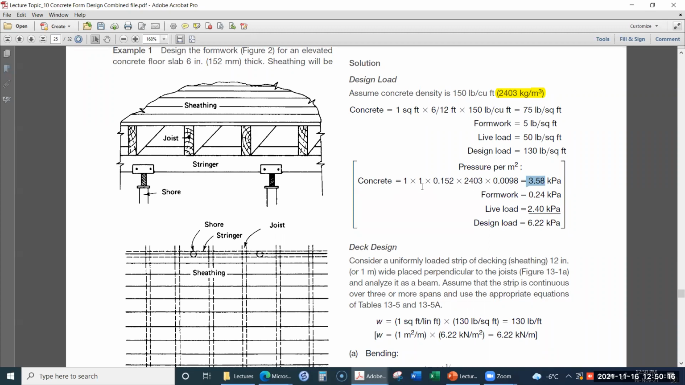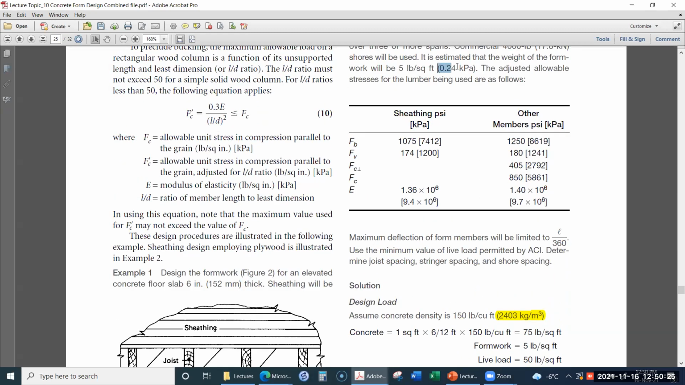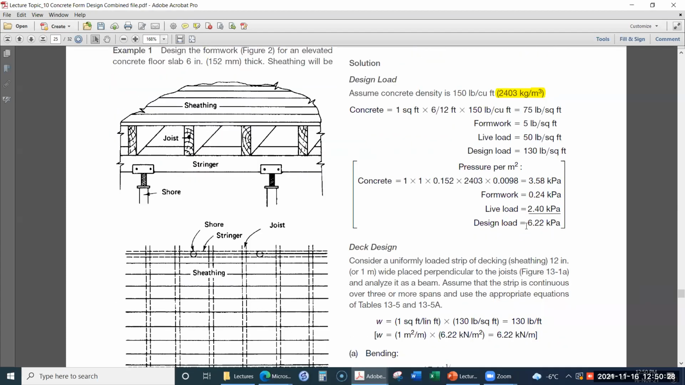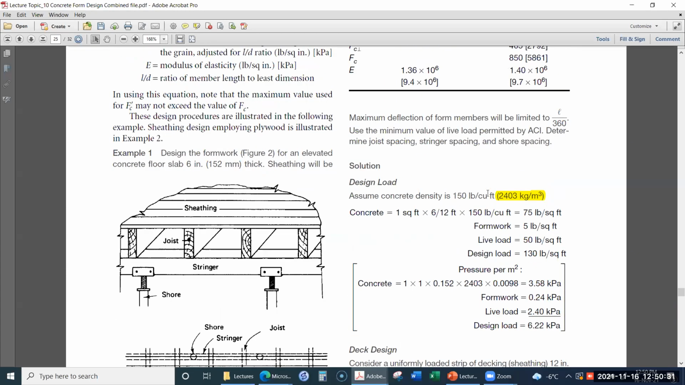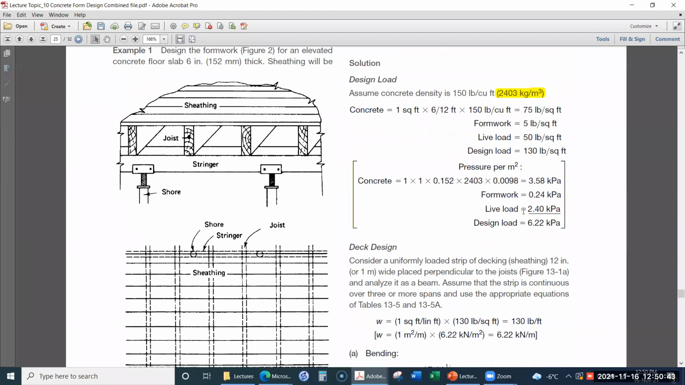This is not the only dead load. The other dead load is the weight of the formwork, which is given here. We will use 0.24 kilopascal, which is the weight of the formwork itself. And for the live load, use the minimum value of live load permitted by ACI. As explained before, the minimum live load typical value is 2.4 kilopascal. We are not using any motorized buggies here, so we are not going to increase it to other values like 4.8 kilopascal or 3.6 kilopascal. We are just using the normal value.